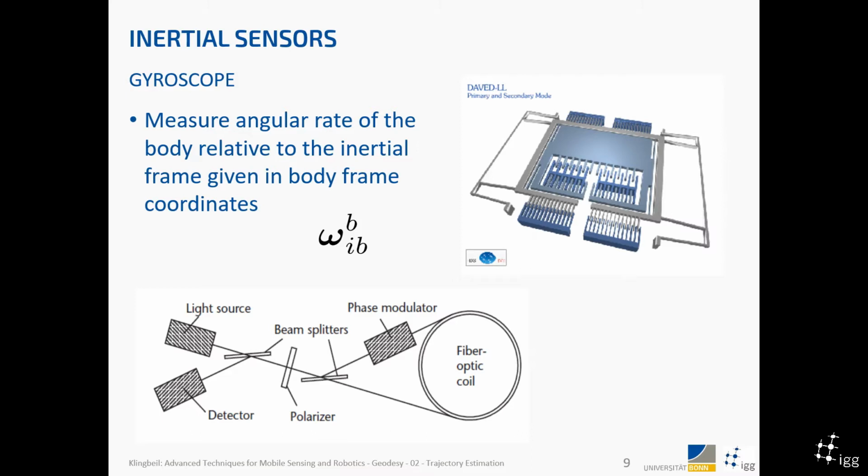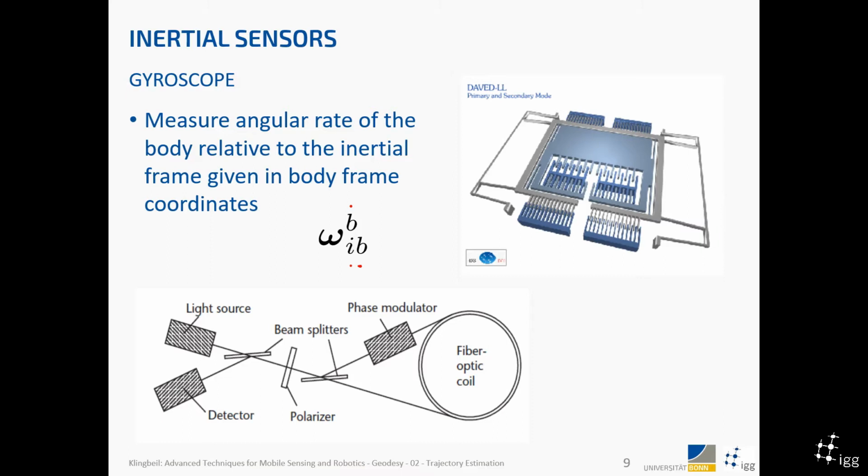A gyroscope measures the angular rate of the body relative to the inertial frame, given in body frame coordinates. Again, this is the notation that we've seen before: the body frame with respect to the inertial frame, given in coordinates of the body frame. This is what the angular rate sensor gives you.